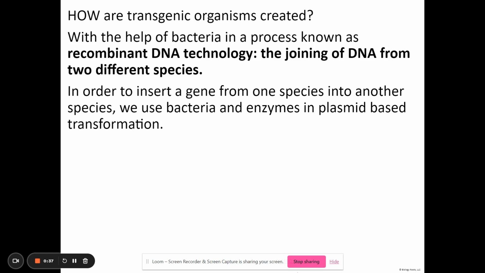Now, the process of putting the two genes together is a type of technology referred to as recombinant DNA technology. That's the joining of DNA from two different species. So you're recombining the DNA based on the fact that DNA is a universal code. All organisms, no matter what it is, have A's and T's and C's and G's that follow the DNA base pair rules.